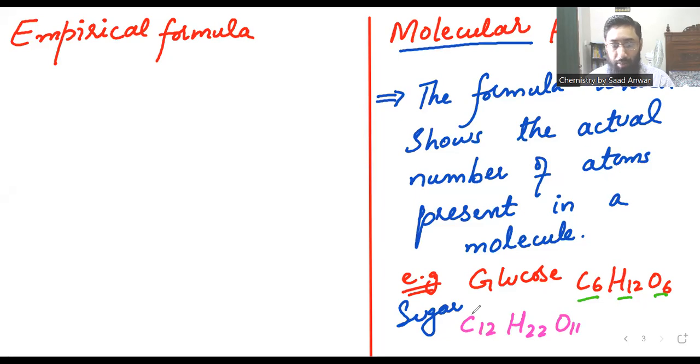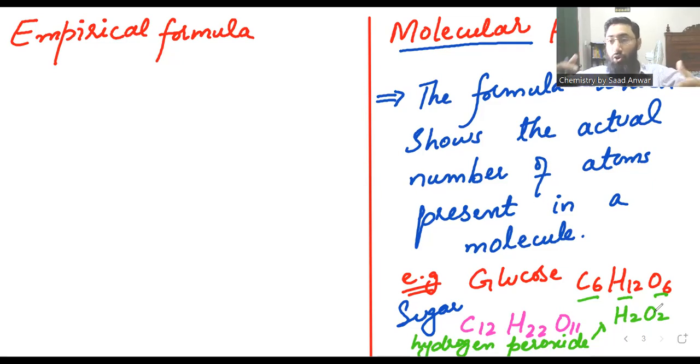Similarly, take another example, hydrogen peroxide, which is available in a medical store. Its formula is H2O2. This formula is telling us the actual number of atoms of hydrogen and oxygen present in hydrogen peroxide. So this is about molecular formula. Molecular formula tells us the actual number of atoms present in a molecule.